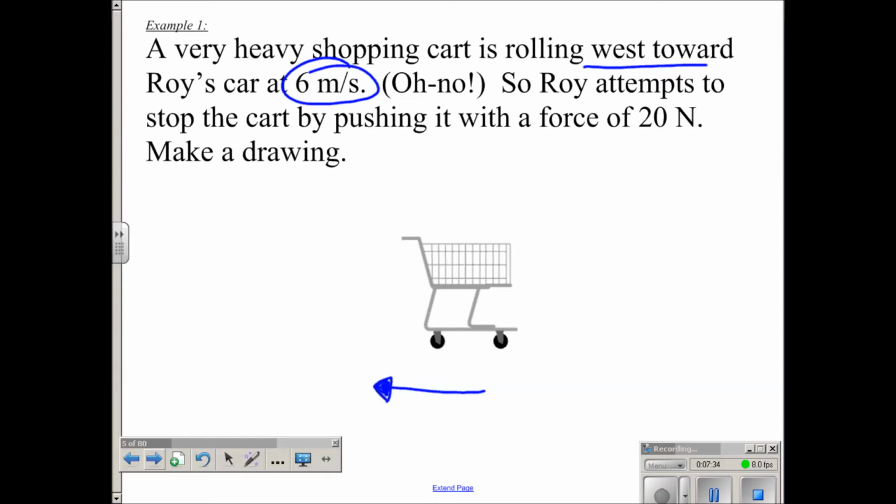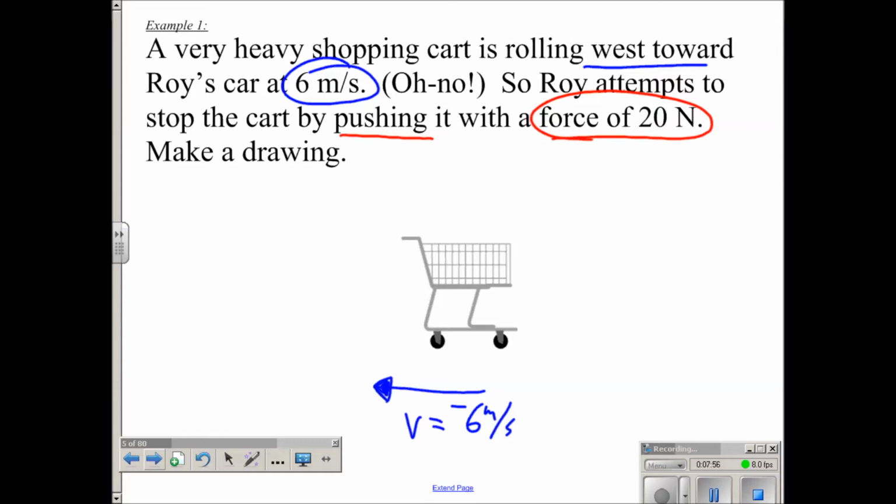And I'm going to label it velocity equals 6 meters per second. And to further emphasize the fact that it's moving west, I'm going to make it negative, because west is a negative direction. All right, now there's another piece of information here too. Roy is attempting to push it with a force of 20 newtons. Okay, now since he's stopping the cart, think about which way he's going to have to push it.